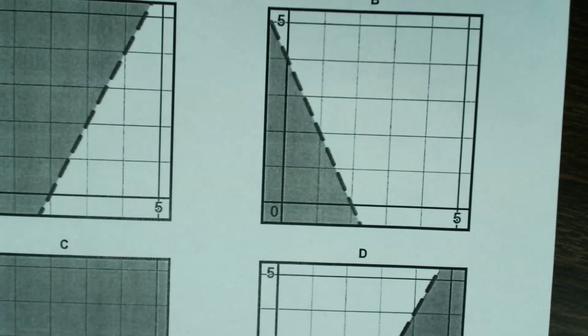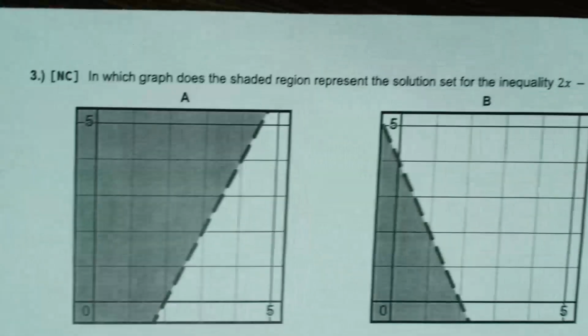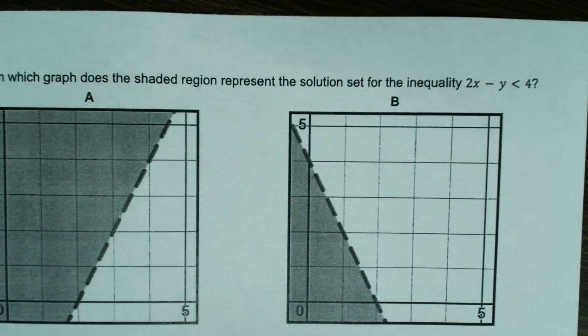Okay. Number 3 said, in which graph does the shaded region represent the solution set for the inequality 2x minus y is less than 4? Okay, so a solution set is where the x and the y, when you plug them in, both work.